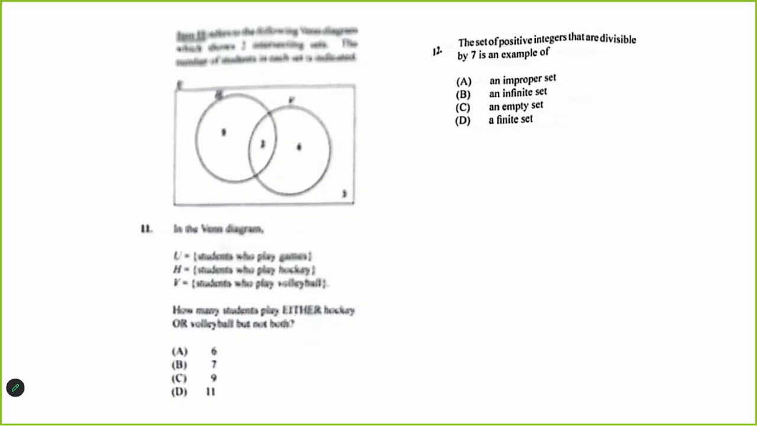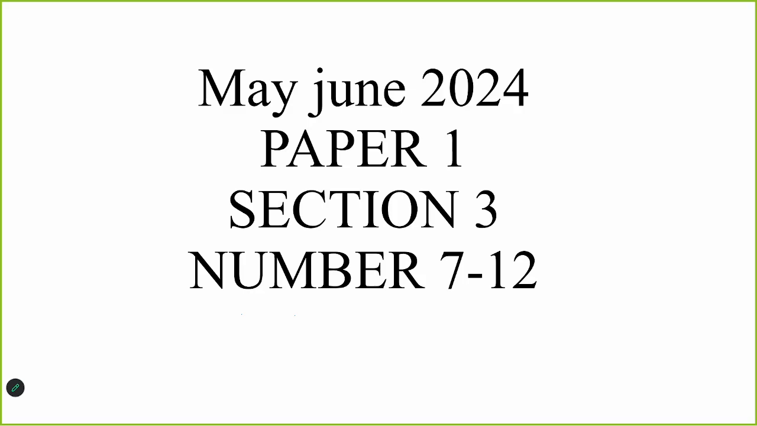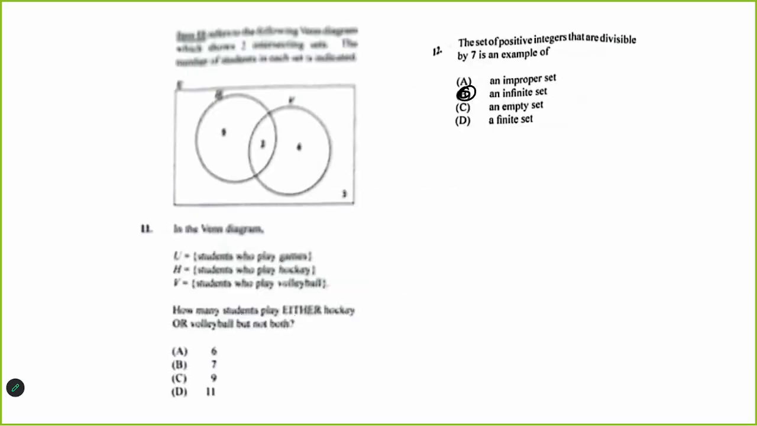A set of positive integers that are divisible by 7 is an example of, they said a set of positive integers. They didn't tell you which one. This would be an infinite set. Why? Because we can't count all the numbers that are divisible by 7. Right? If they said a set of 2-digit numbers divisible by 7, then you can do that. But otherwise, we can't count all the numbers that are divisible by 7. Right? That's the end of January.